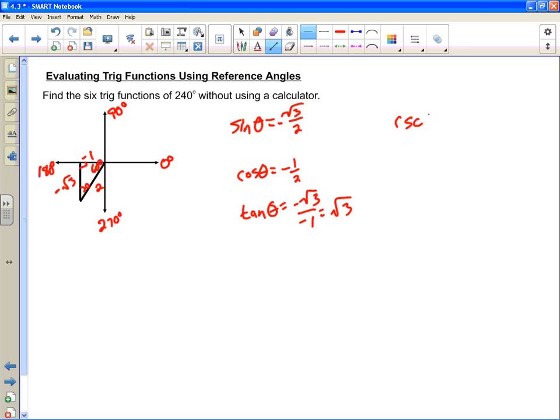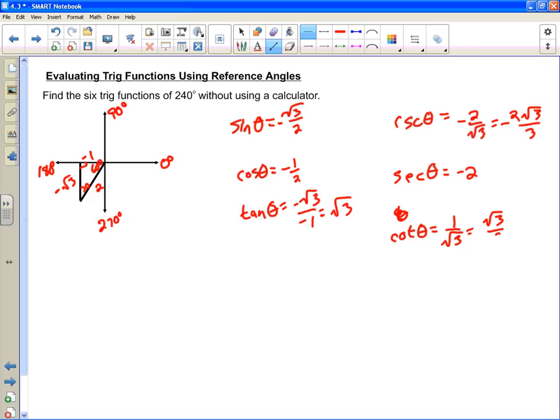Then cosecant is what we have flipped, so -2 over the square root of 3, which I rationalize and get -2 square roots of 3 over 3. Secant is -1/2 flipped, which is just -2. And cotangent is square root of 3 flipped, which is the same thing as square root of 3 over 1 flipped. So 1 over the square root of 3, which is square root of 3 over 3. Okay, so those are the 6 trig functions of 240 using our reference angle so that we can make a special right triangle.